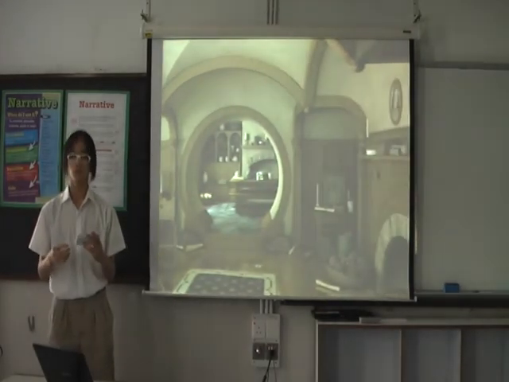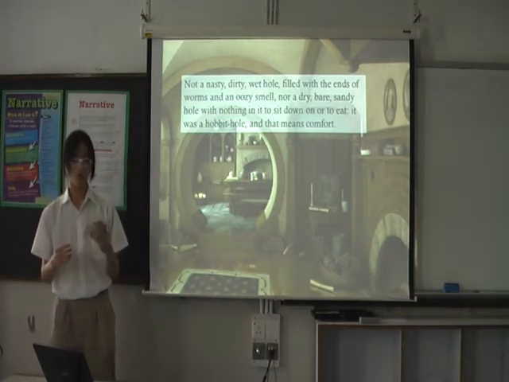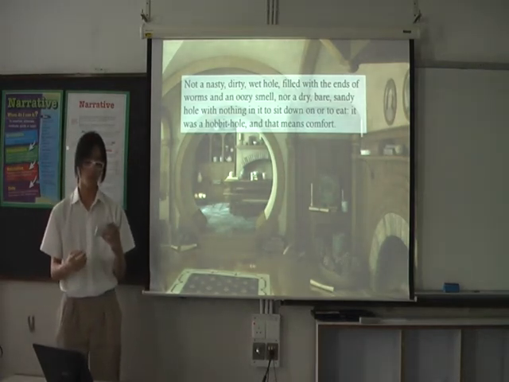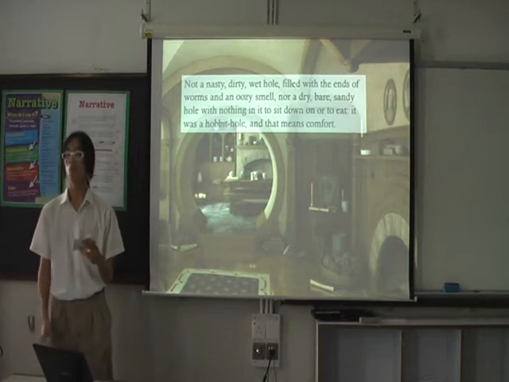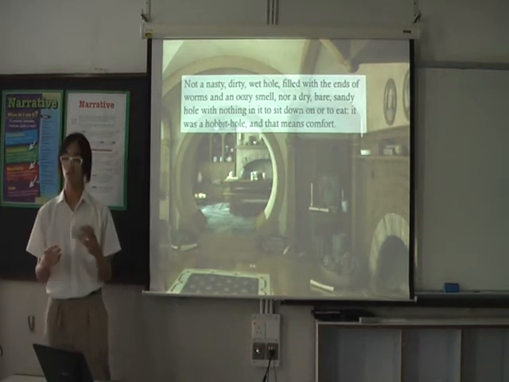The Hobbit opens with a description of Bilbo's home. "Not a nasty, dirty, wet hole filled with the ends of worms and an oozy smell, nor a dry, bare, sandy hole with nothing in it to sit down under or to eat. It was a hobbit hole, and that means comfort."